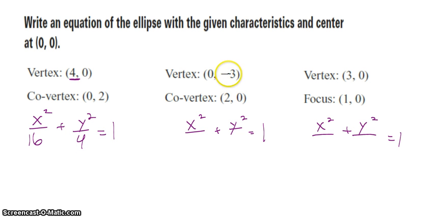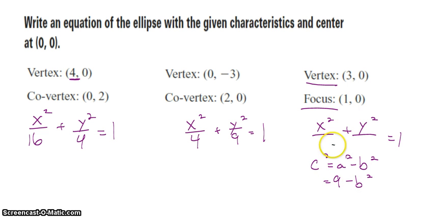Similarly, here they tell me that my vertex is a y value, so my bigger number is going to go underneath y. So negative 3 squared is 9, and 2 squared is 4. Here it's a little different because they give me the vertex and the focus. If they give you the focus with the vertex or the co-vertex, you've got to find out what the other piece is. So remember, we're using that c squared equals a squared minus b squared. They tell me my vertex, so I know my a squared is 9. Focus, 1 squared is just 1.